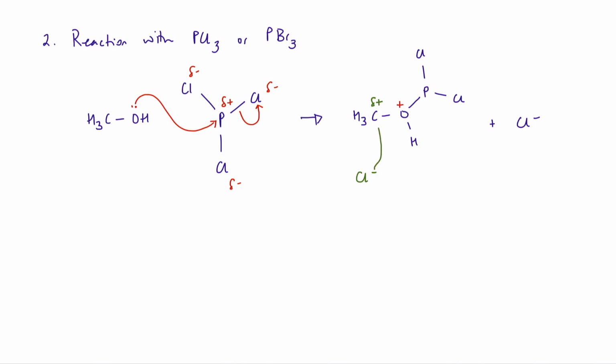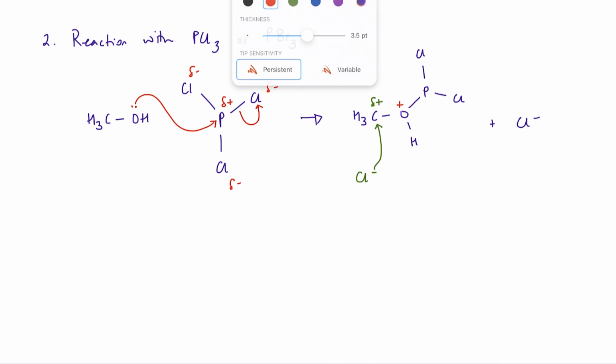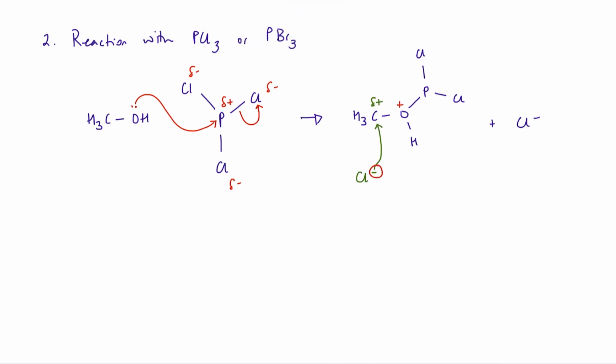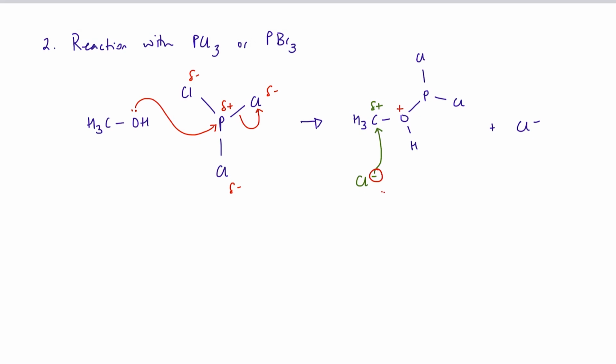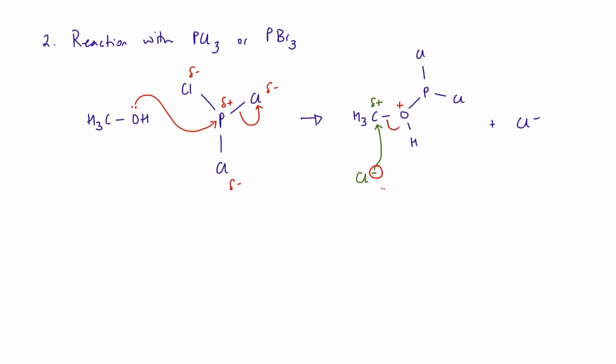So chloride ion is going to attack the delta positive carbon. Remember that this negative charge here, let me just change colour, implies a pair of electrons, and this pair of electrons is what is going to be used to make the bond between the chlorine and the carbon. As a result of this attack, the carbon-oxygen bond is broken, and the electrons from the bond move onto the oxygen, replacing its lone pair.